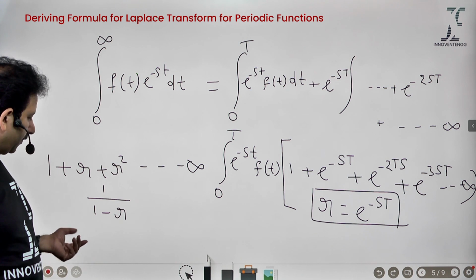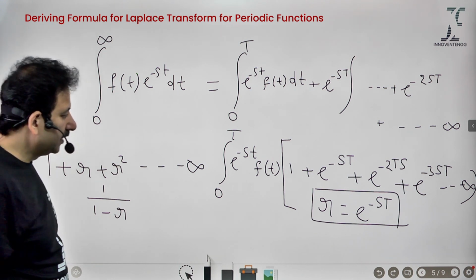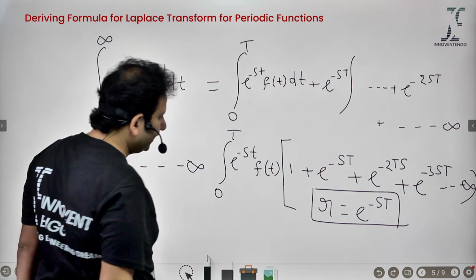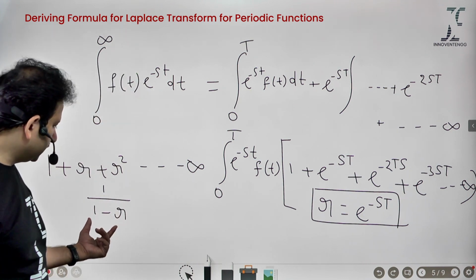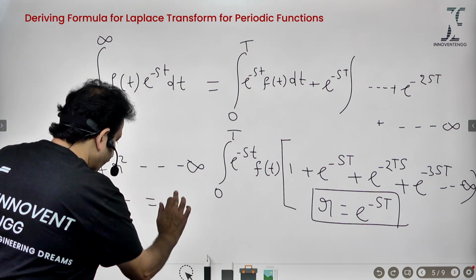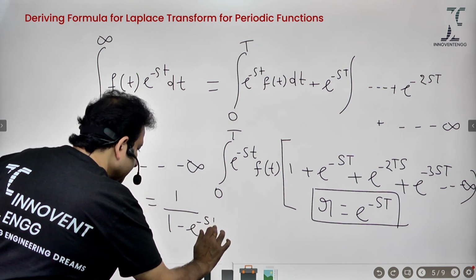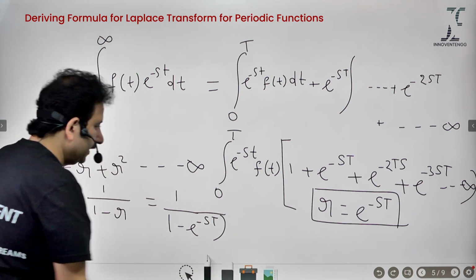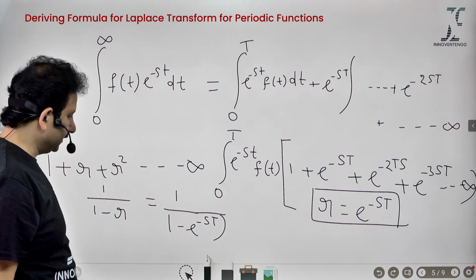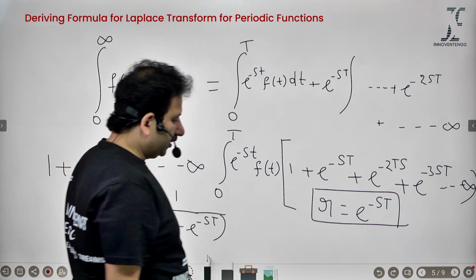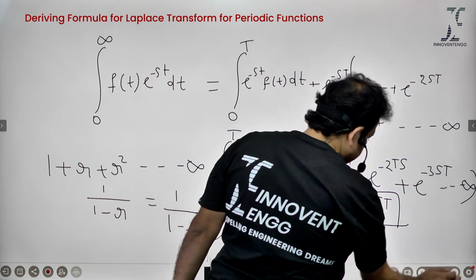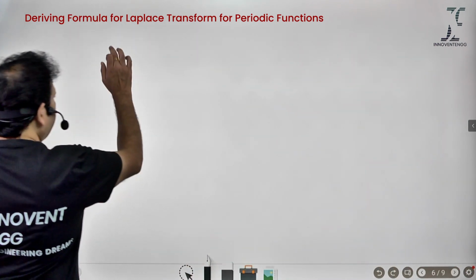You can look up this formula in our PDF. So therefore, this entire thing can be reduced to this, which is nothing but 1 divided by 1 minus e power minus st, because r is this, correct? R is this. So therefore, what is the formula for the Laplace transform of the periodic function?